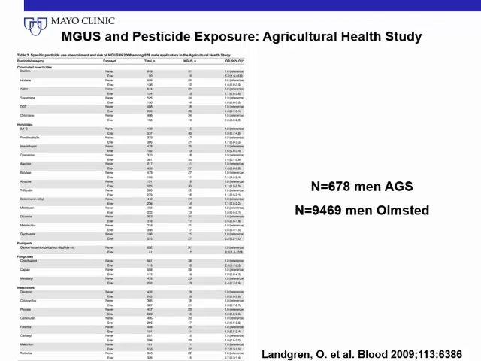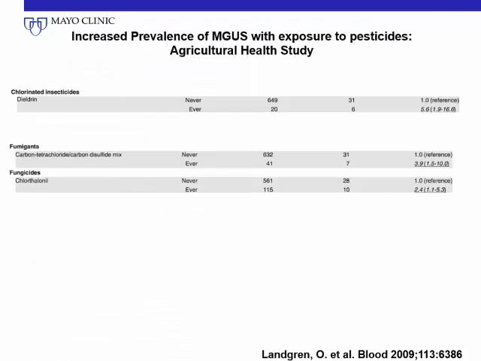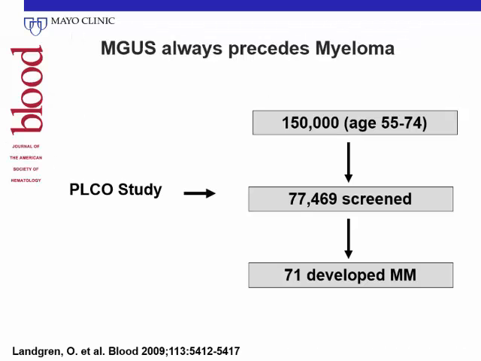678 men from the agricultural health study, where detailed information on what pesticide exposure, how much, was already abstracted and available, and then compared to the Olmsted County population. And what we found was 3 types of pesticides had a higher risk of being associated with MGUS, and you can check out the paper. I mean, there's a lot of work on other chemicals, benzene, petrochemicals that are related to MGUS as well. So it's not just genetic predisposition from a racial or a familial standpoint, but also environmental exposure together causes MGUS.